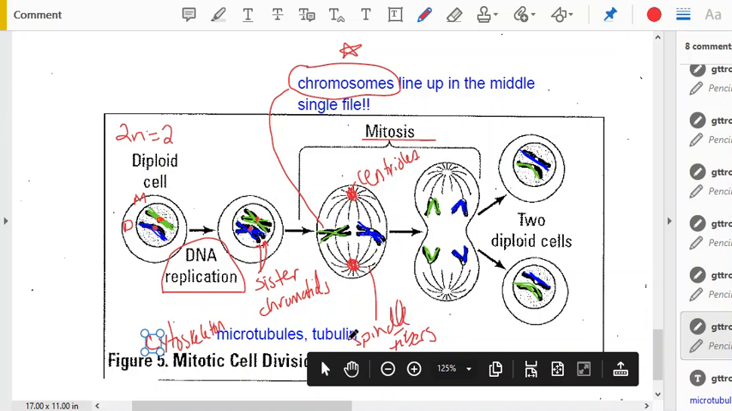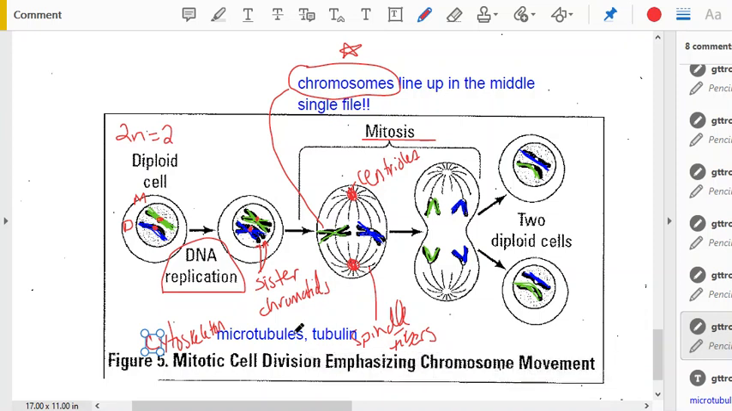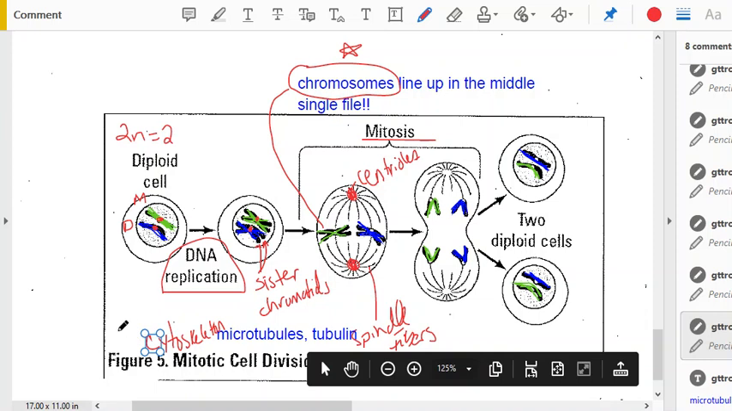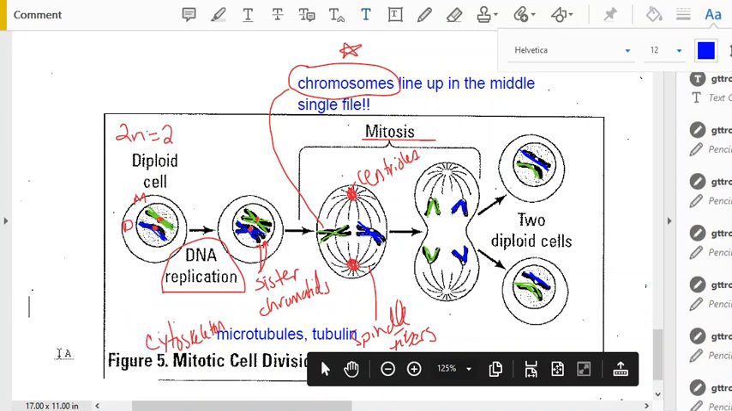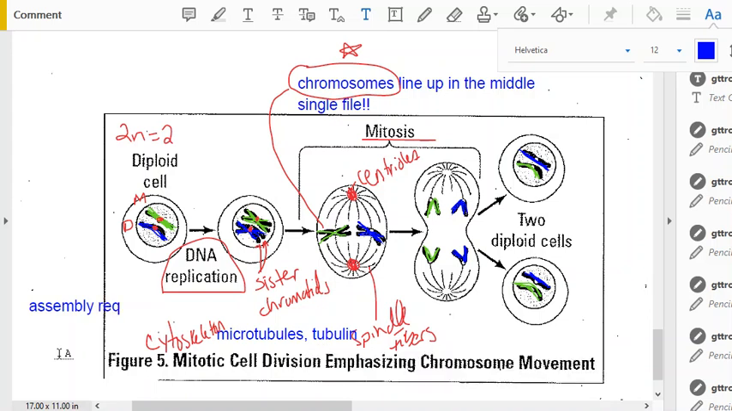And remember that this requires assembly, right? You have to link up different proteins, different tubulins, to make this cytoskeleton. This is an anabolic process that requires ATP. If we want to write this, we can say, again, I'm running out of room, but you might want to write this somewhere else: assembly required, need ATP.